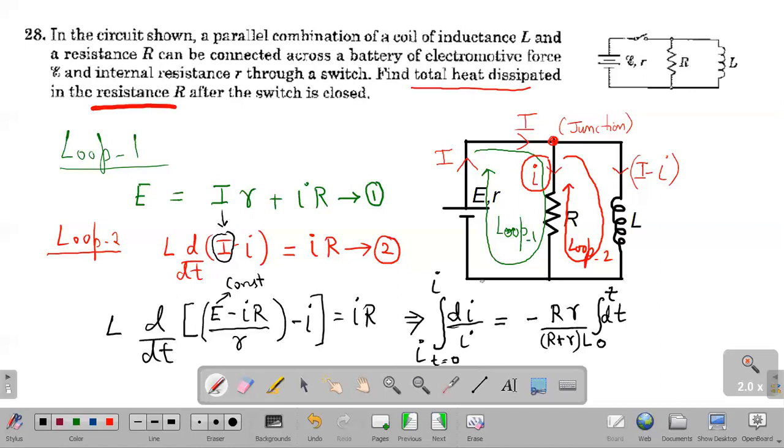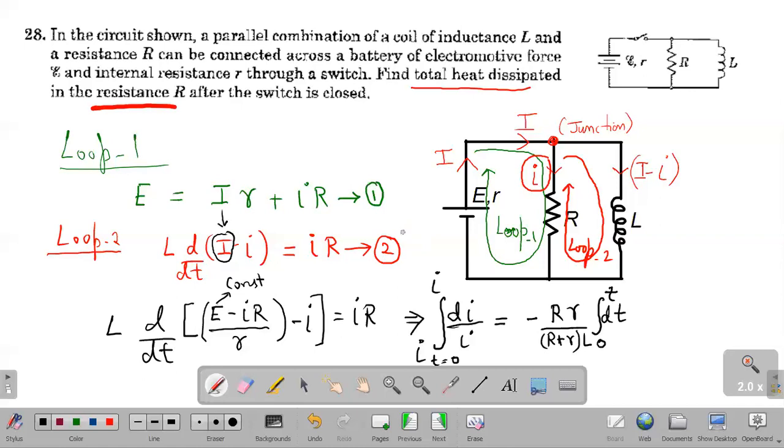Now what is the value of small i at time t equal to 0? What is the value of that small i current at time t equal to 0?